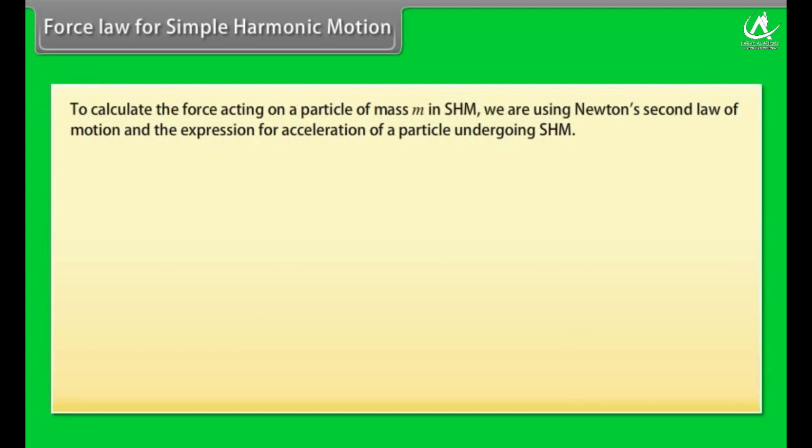Force law for simple harmonic motion. To calculate the force acting on a particle of mass m in simple harmonic motion, we are using Newton's second law of motion and the expression for acceleration of a particle undergoing simple harmonic motion. F(t) is equal to ma. Putting value of a, we get F(t) is equal to minus m omega square into x(t). F(t) is equal to minus k into x(t). Here, k is equal to m omega square. Omega is equal to under root k upon m.